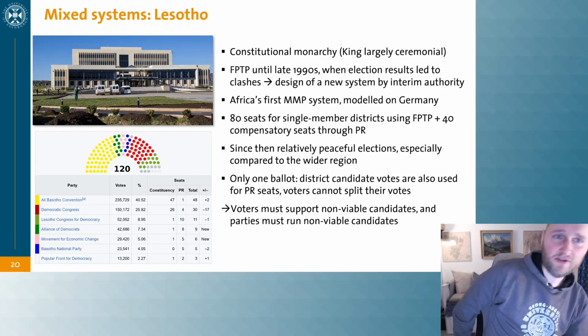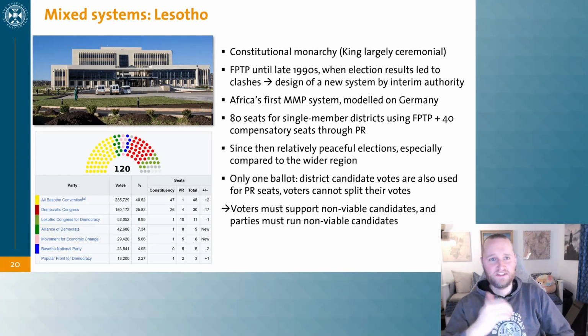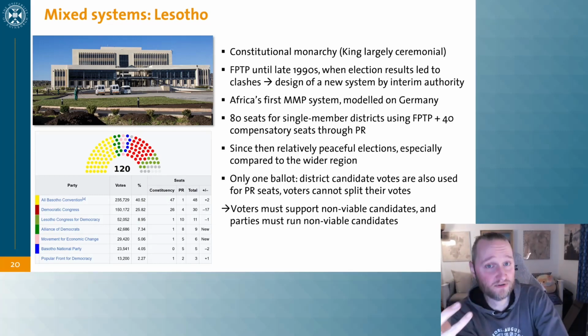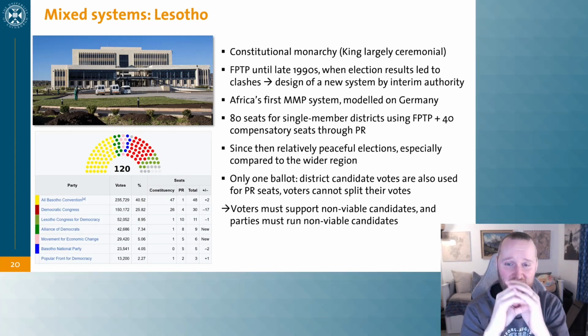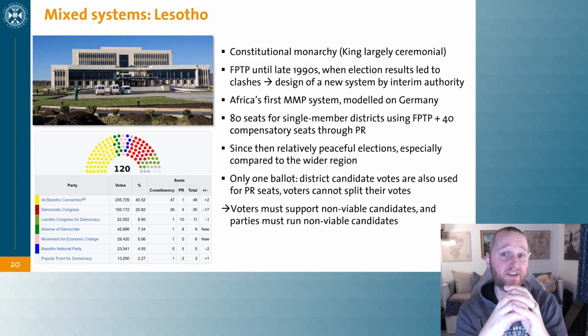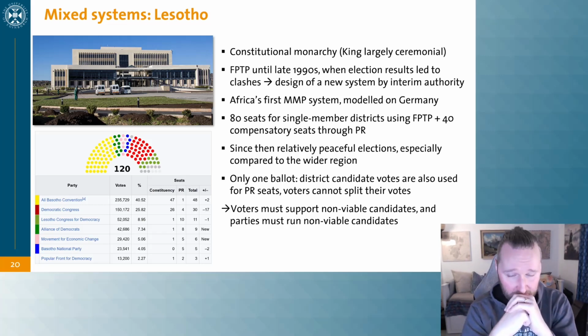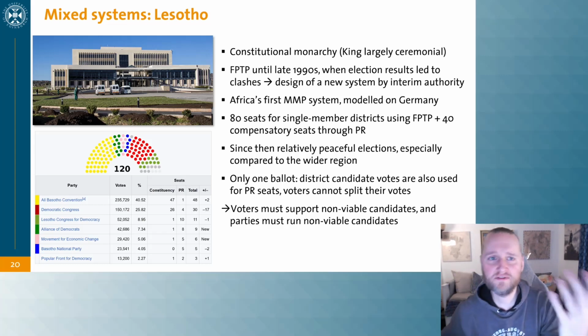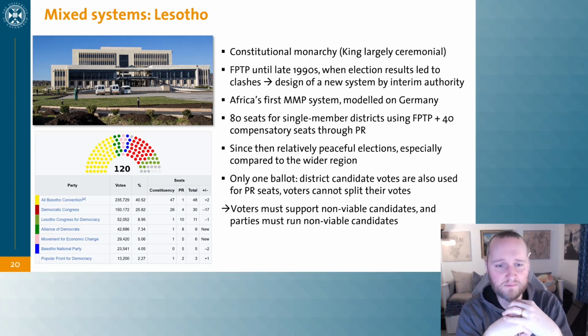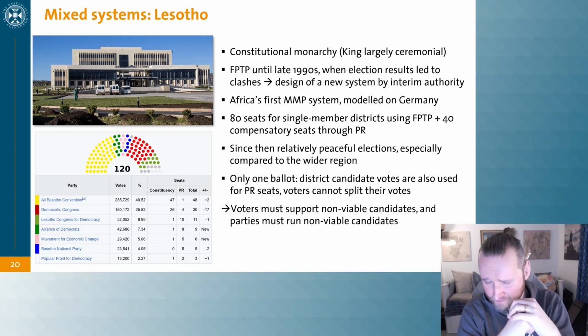A real-life example of a mixed system is Lesotho. Lesotho, for those that don't know, is a small African nation. It's landlocked, so it's a tiny country that is fully surrounded by South Africa. So South Africa is all around it, and Lesotho is in the middle of it. It is a constitutional monarchy, but the king is largely ceremonial, so the thing that is most importantly elected is its parliament, its national assembly.